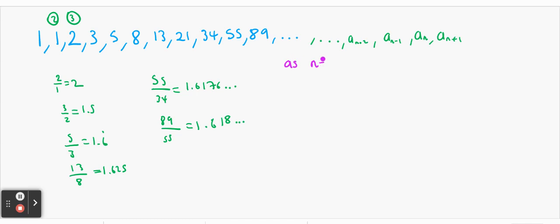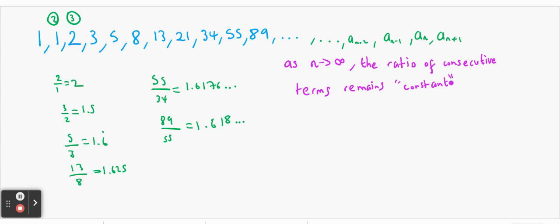So as n tends to infinity, the ratio of consecutive terms remains constant. So what can we do with that? Well, we can work out what this ratio actually is. We can work out the exact value of this ratio.